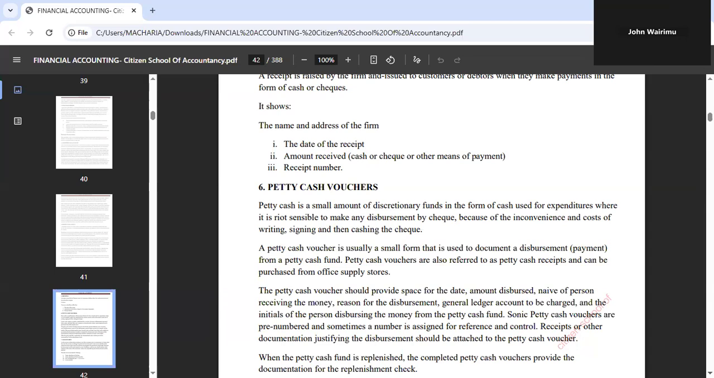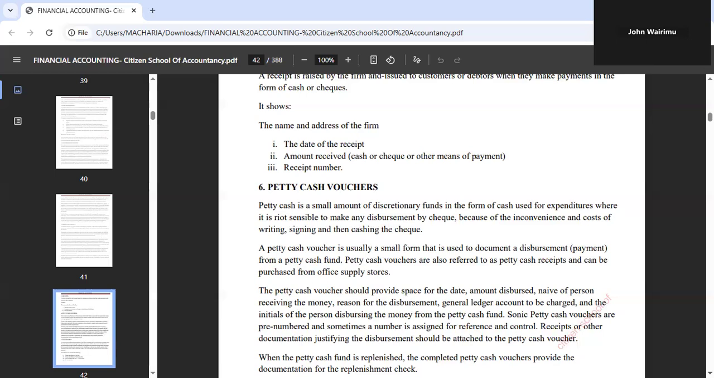So you're saying that petty cash is a small amount of discretionary funds in the form of cash used for expenditure where it is not sensible to make any disbursements by check because of the inconveniences and the cost of writing, signing, and then cashing the check. For instance, if you're in a company and the CEO normally reads a newspaper every day, you don't require to write a check so that you can buy a newspaper.